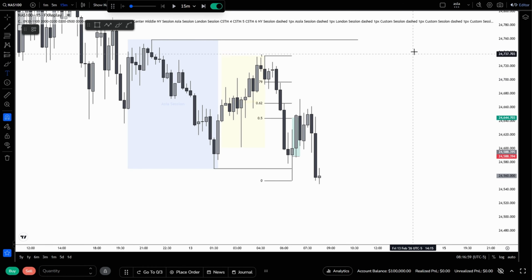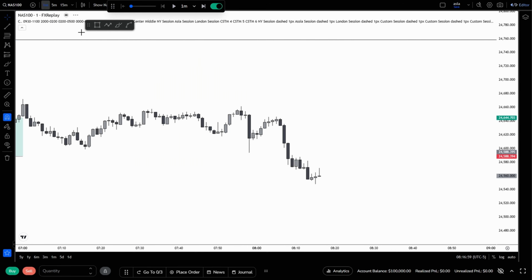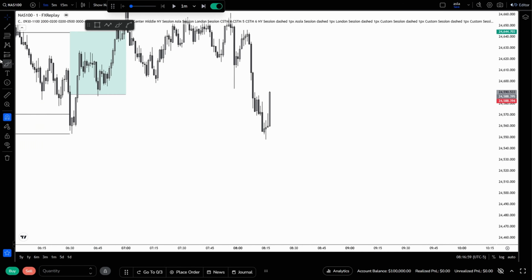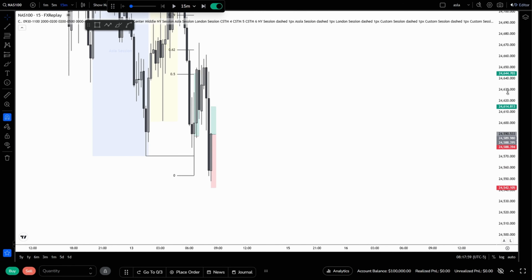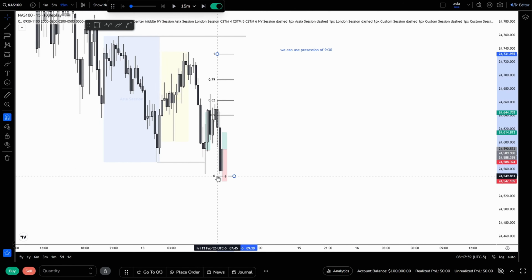Then price sweeps the low again. Same process. We drop down to the 1-minute time frame and wait for confirmation. Once we get a change in the state of delivery, we can enter and once again target equilibrium. We mark equilibrium, and as you can see, price reaches it.